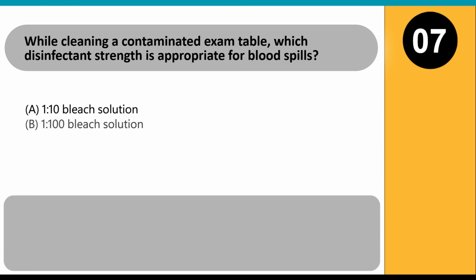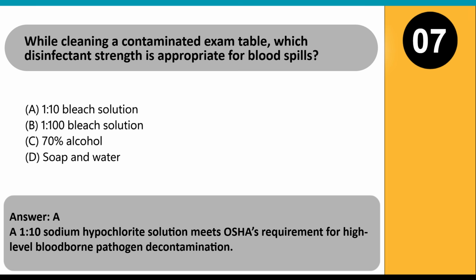While cleaning a contaminated exam table, which disinfectant strength is appropriate for blood spills? A. 1:10 bleach solution. B. 1:100 bleach solution. C. 70% alcohol. D. Soap and water. Answer: A. A 1:10 sodium hypochlorite solution meets OSHA's requirement for high-level bloodborne pathogen decontamination.